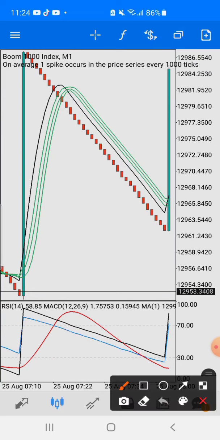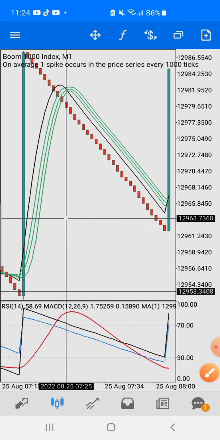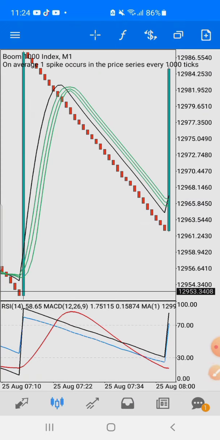So look at this one also. The cross happened and this one happened. Then you enter your trade. Okay, you enter your trade after the crossing.